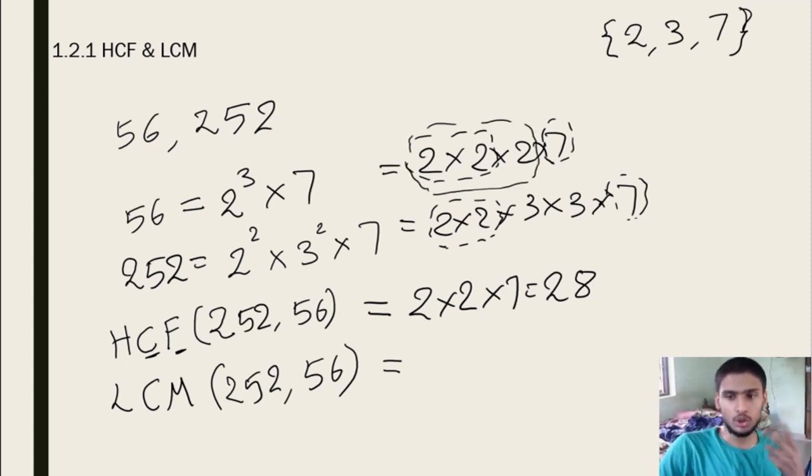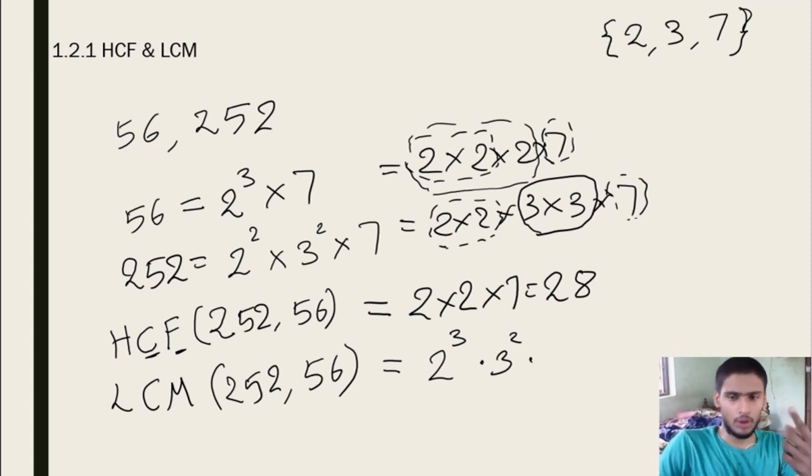In our case 2 appears 3 times in the first number, so we are going to pick that. So it comes as 2 power 3 here. 3 appears twice in the second number, that is 3 power 2 here, and 7 appears in both of them but only once, so that's just 1 7. This will come out to be 504.